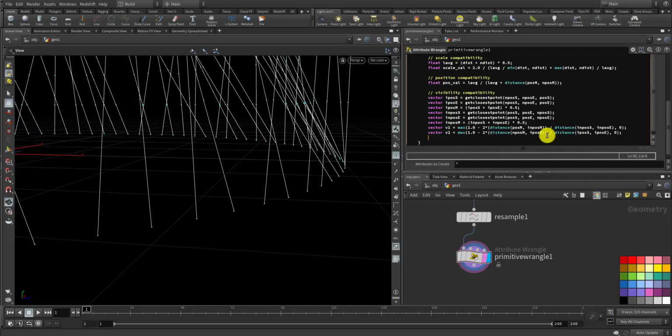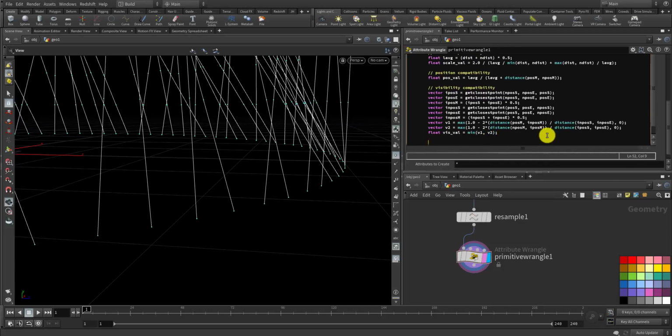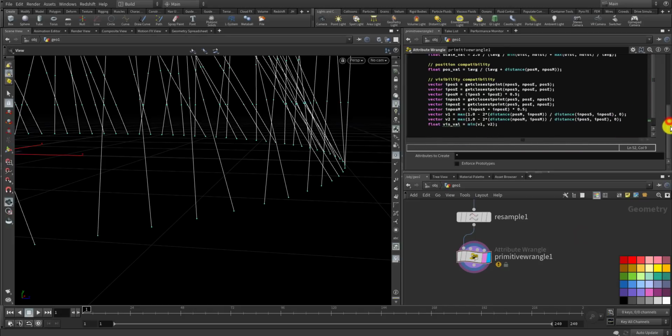Okay, now I have two values, VPQ and VQP. The final visibility value will be a minimum of these two values. Okay, this is not a vector, this should be float value. Mistake.